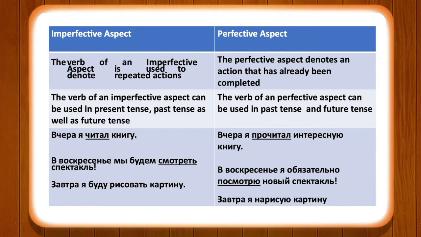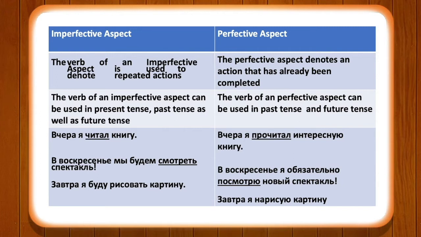For example, вчера я читал книгу and вчера я прочитал интересную книгу. Between these two sentences, the first sentence, вчера я читал книгу, indicates that I read a book yesterday. Вчера я прочитал интересную книгу also means yesterday I read an interesting book. The difference in the meaning of using читать and прочитать is that when you use the imperfective verb, it indicates only the action that has taken place without any reference to its completion.